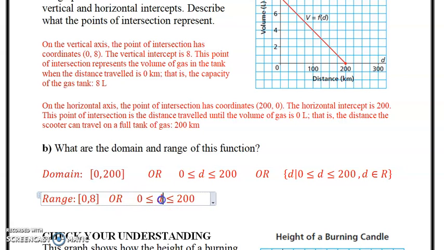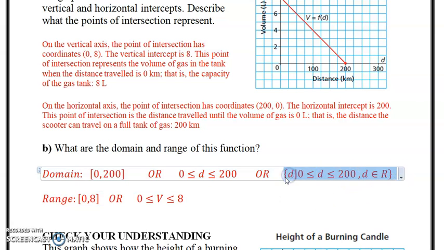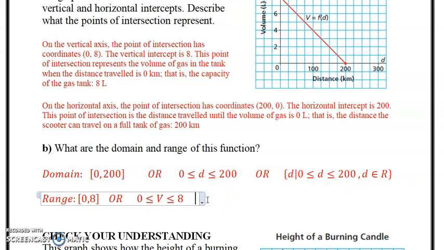We could say 0 less than, and we'll use capital V for volume, 8. So this shows that it's between here. And then we can use the fancy set notation. Remember, I don't need all three, these are ors. So we say volume such that 0 less than or equal to V less than or equal to 8, and volume is an element of the real numbers.